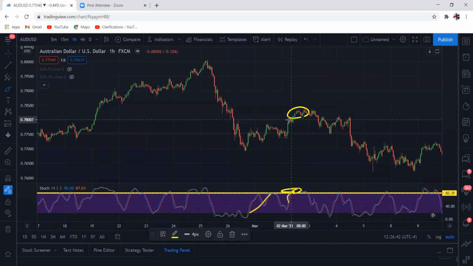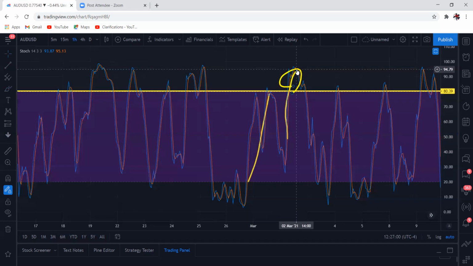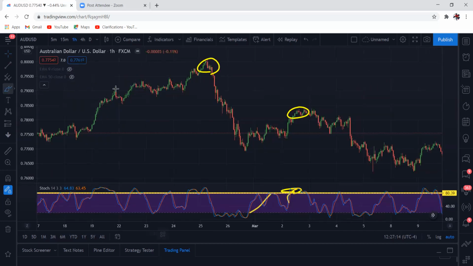Once I compare and I see, oh okay, now this is where basic market structure comes into play. Do I have higher highs or lower lows, right? I've got lower lows, so now I'm looking for a sell. Now I can implement the cross of the K and D. So when the blue crosses below the orange, I can look for my sell. And when the blue crosses above the orange, I can look for my buy. All right, and it's as simple as that.